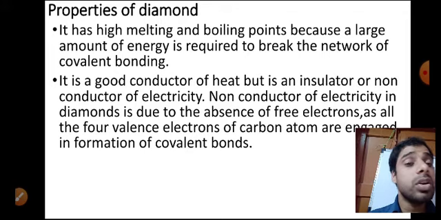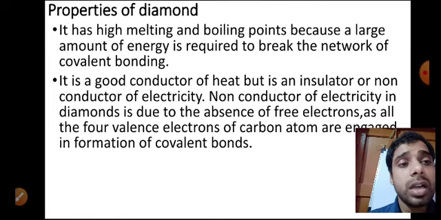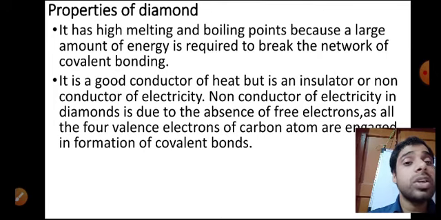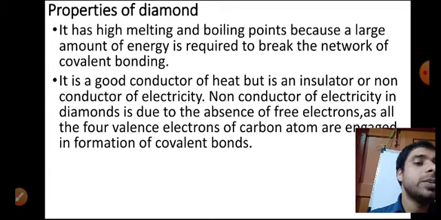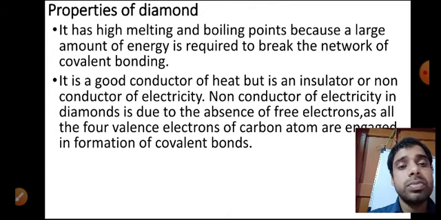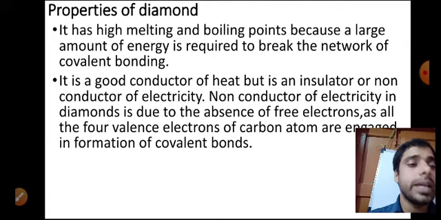Is it a conductor or an insulator, a non-conductor of electricity? We have discussed why it is an insulator or non-conductor of electricity. Because free electrons are not available there. I have told you that carbon has 4 electrons, and all 4 electrons are occupied in bonds with other carbon atoms, sharing of electrons. If free electrons are not there, then conduction of electricity would not be there, and it will not conduct electricity, but it will be a good conductor of heat.